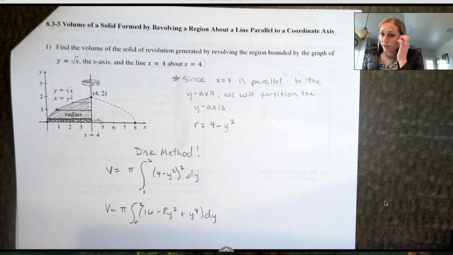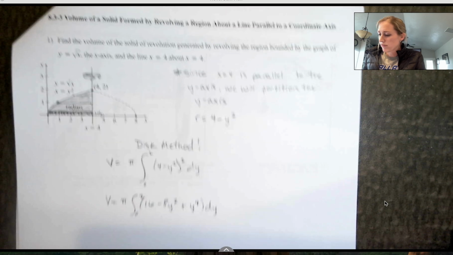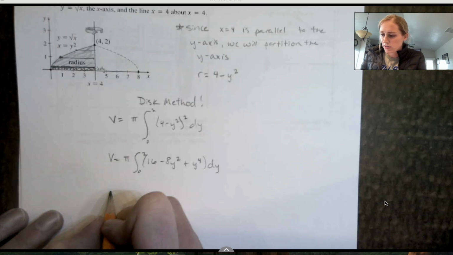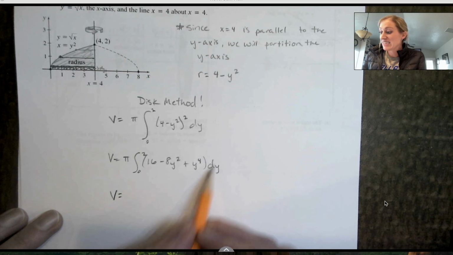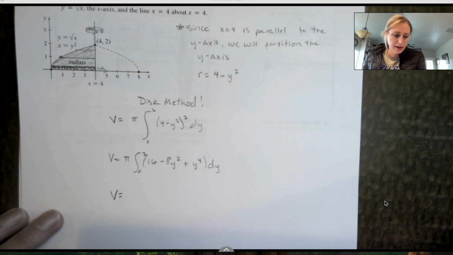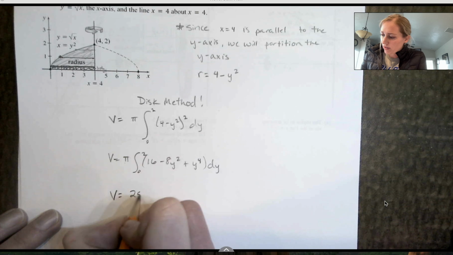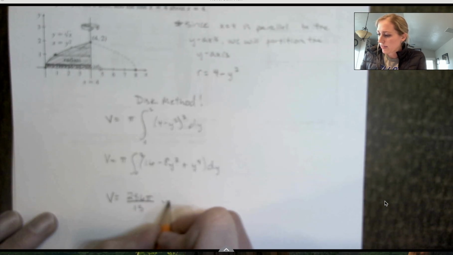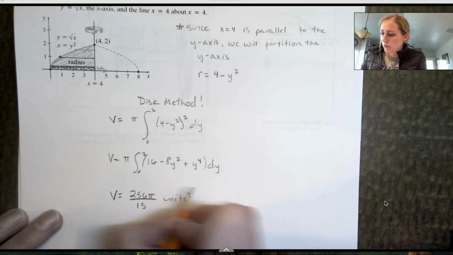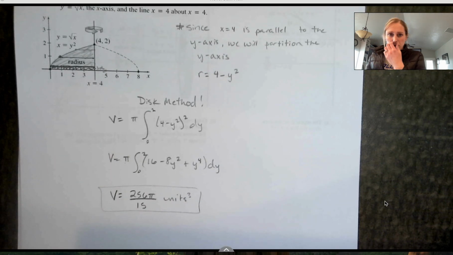You can go ahead and enter this in your calculator or find the antiderivative. I just did this in my calculator, and then applied pi, so I got 256 pi over 15, excuse me. And again, this is always cubic units when it is volume.